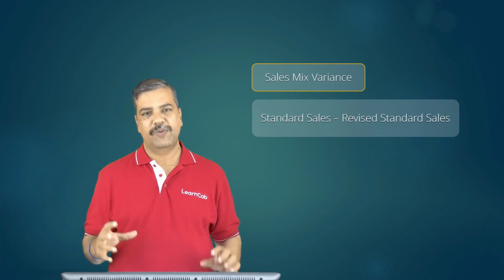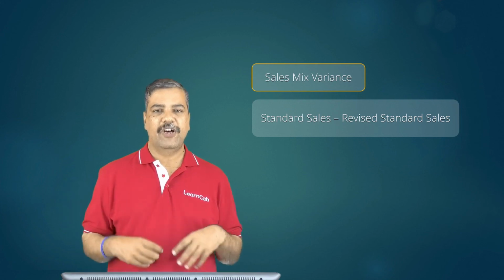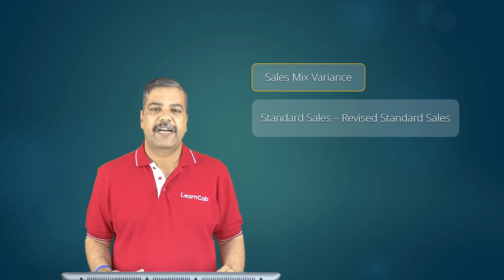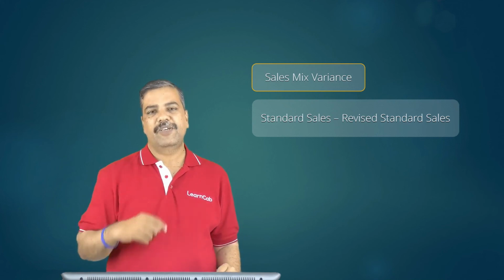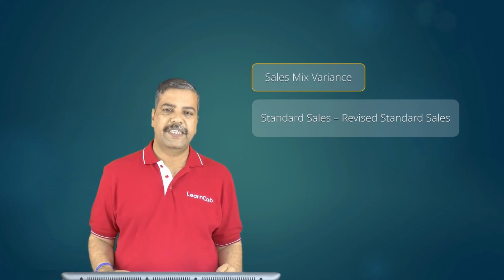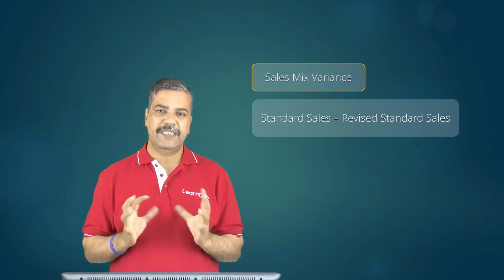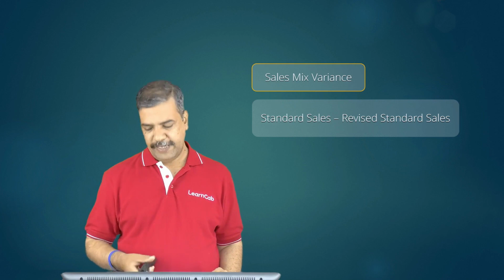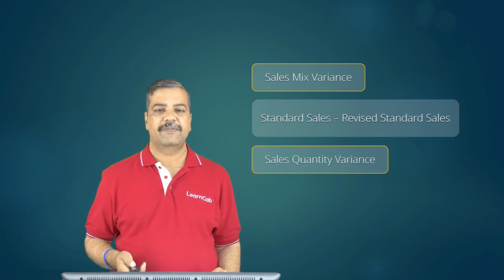So for the total, so much is the standard, which means for the actual, how much should have been the standard. That is how the proportion needs to be arrived at, and you need to rework this and calculate the formula. So standard sales minus revised standard sales, RSS. This is a very important formula to understand sales mix.